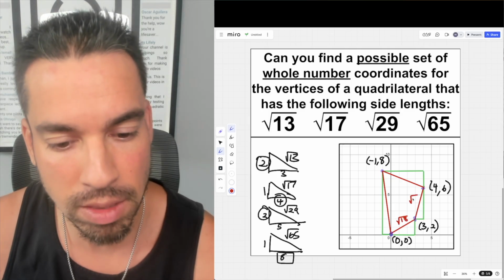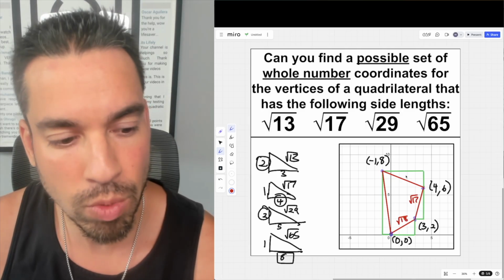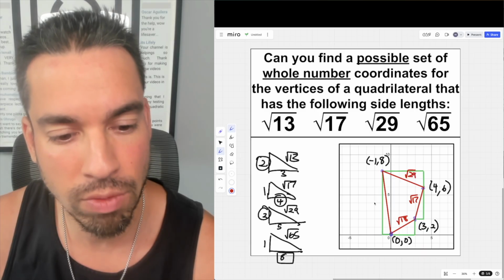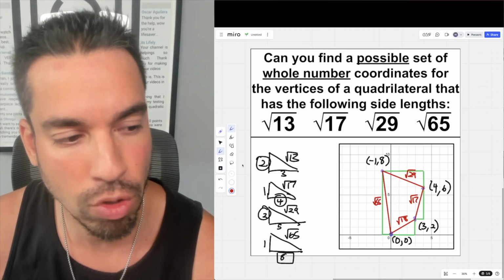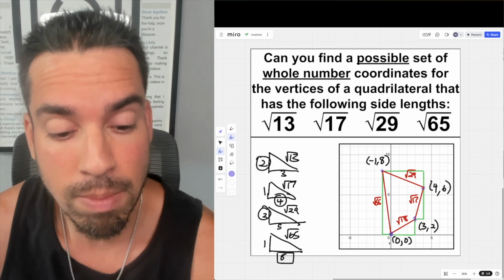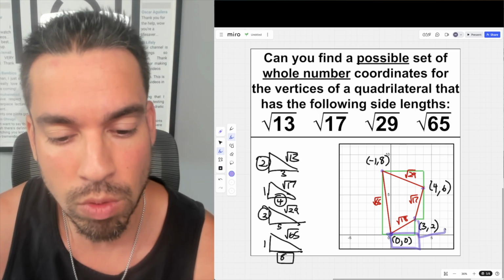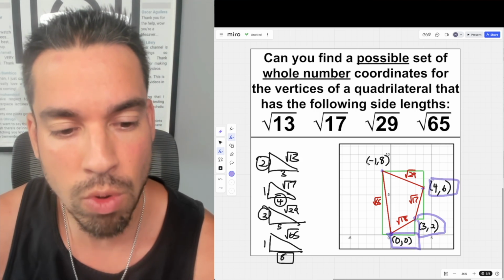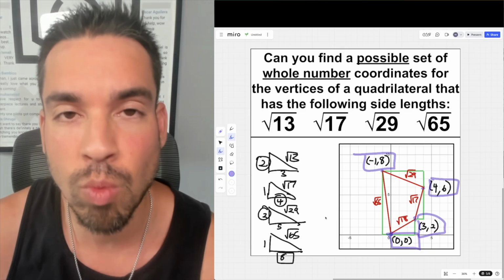And by the way, just to reemphasize, this is the rad 13 length. This is the rad 17 length. This one is the rad 29. And of course, this is rad 65. So the solution I came up with is 0, 0; 3, 2; 4, 6; and -1, 8.